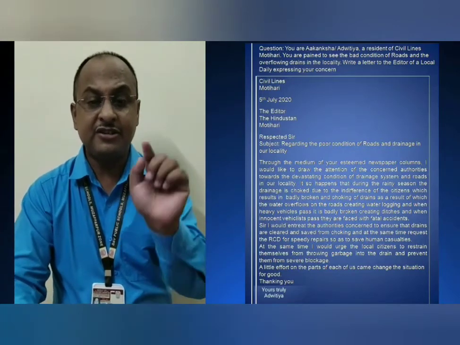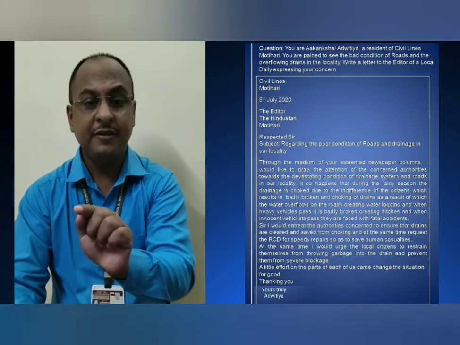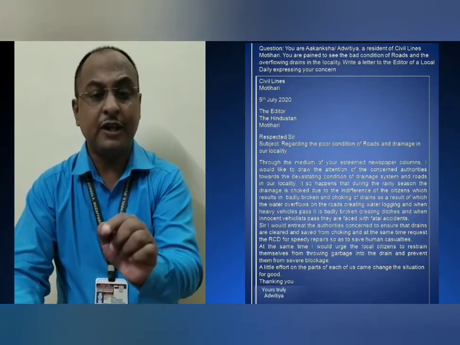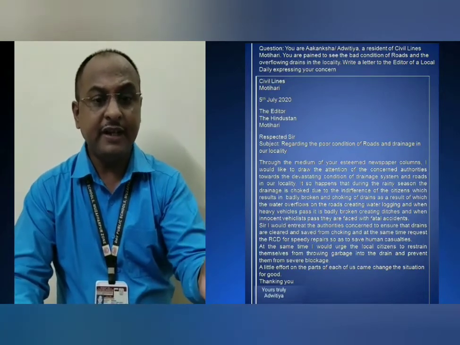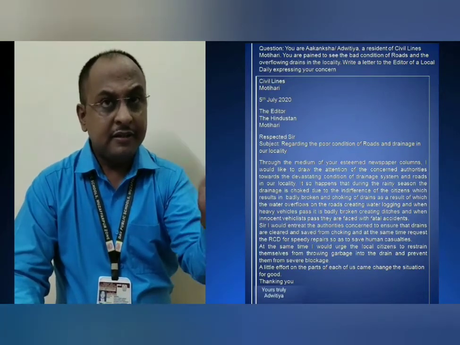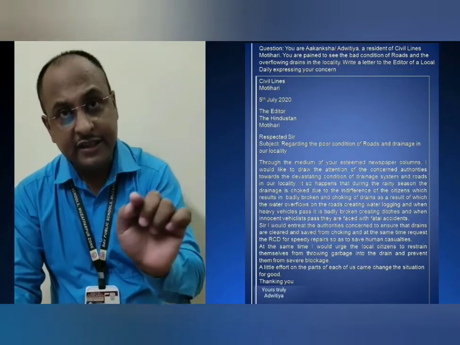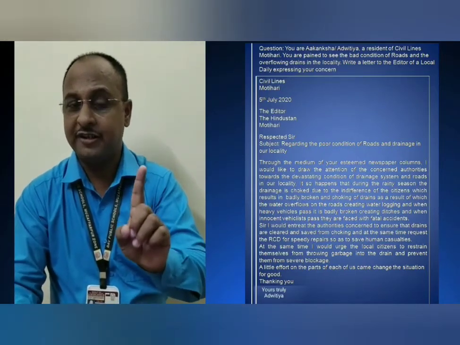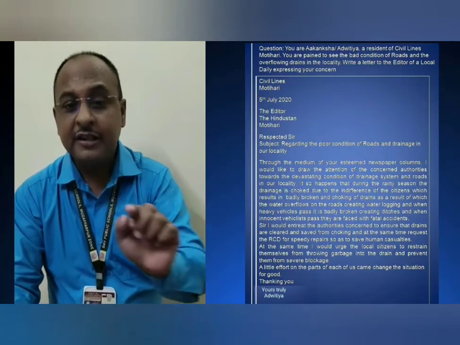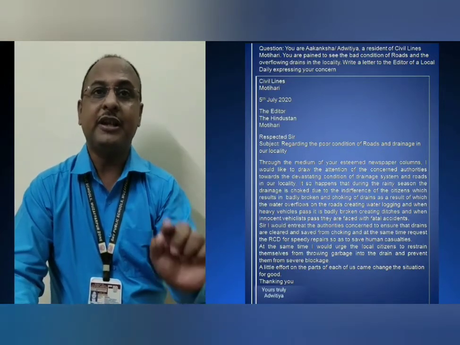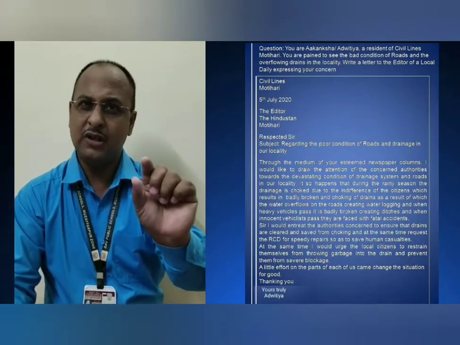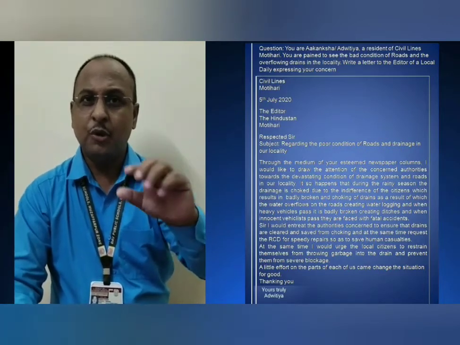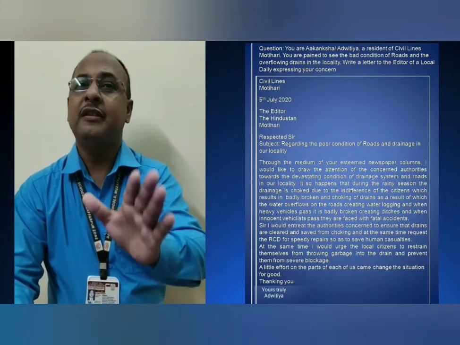First, the sender's address in 2 lines, Civil Lines, Motihari. Then, leaving a line, we come with the date, 5th July 2020. Then, leave a line and give the receiver's address, the editor. Mind it, never forget the. You are writing to the editor, the editor, the Hindustan, Motihari. 3 lines, 3 words. Small address. Always use small addressing. The more you write, the more error will come.